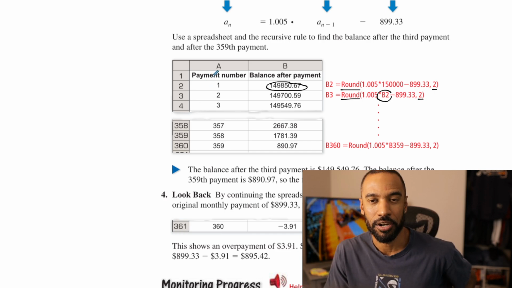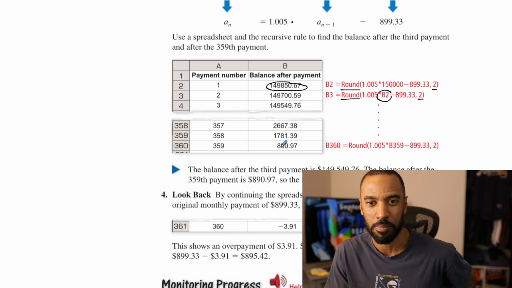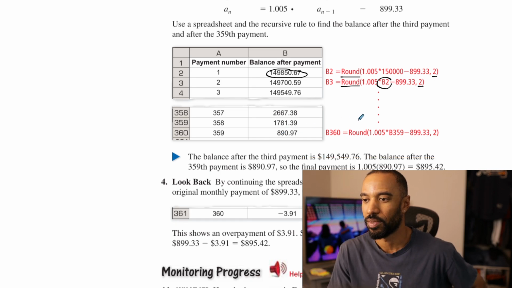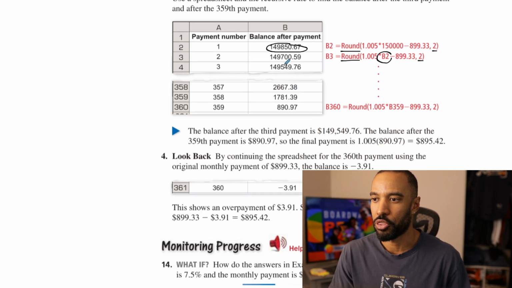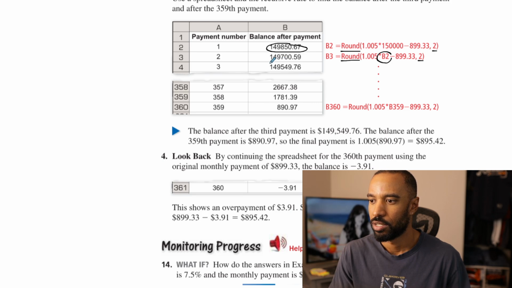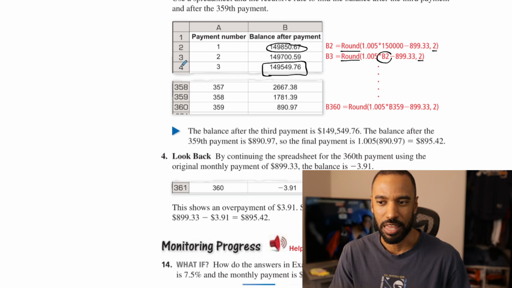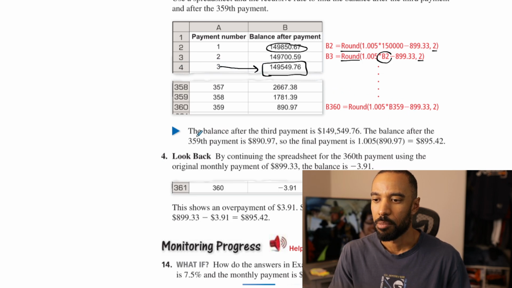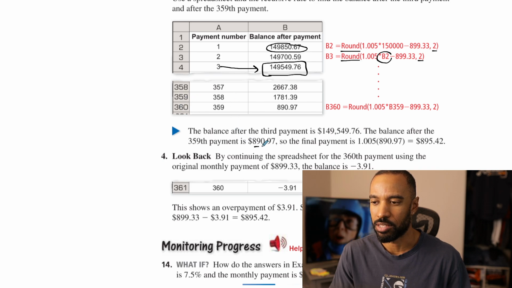They say for 30 years, so we'd have to do it for 360 months total and figure out what's going on. Now, they said the balance after the third payment is this much. I was looking at that 4, but this is the 3. After the third payment is this much. The balance after the 359th payment is this, so the final payment is that.